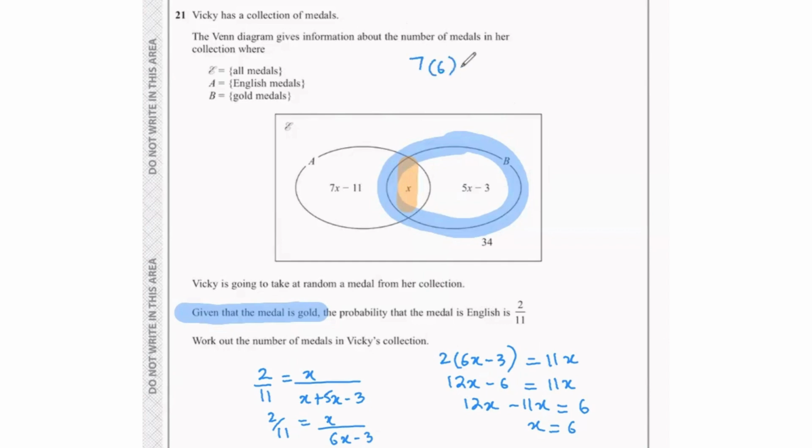7 times 6 minus 11 plus 6, which is the middle one, plus 5 times 6 minus 3, and plus these 34 medals, because they are medals. They might not be English or gold, but they're still medals. So that's going to be 42 minus 11 plus 6 plus 30 minus 3 plus 34. And that's going to give us 98. So Vicky has 98 medals in her collection.